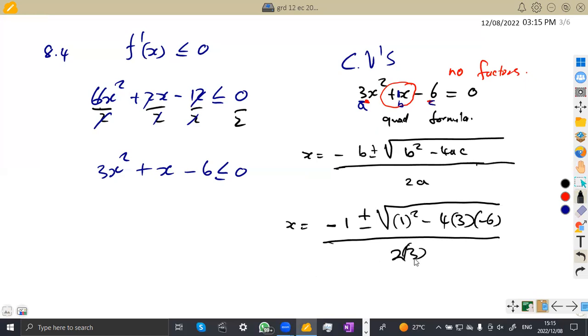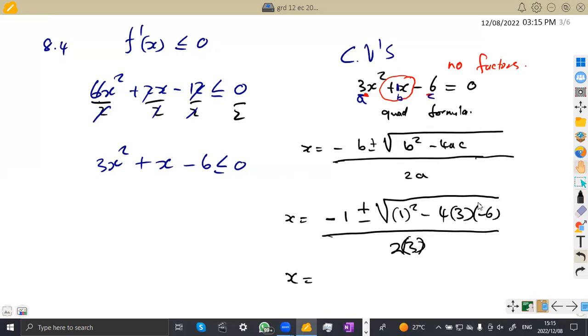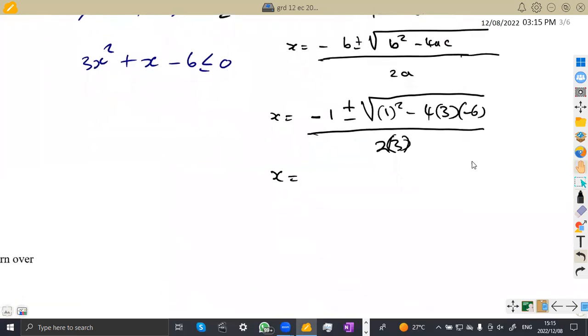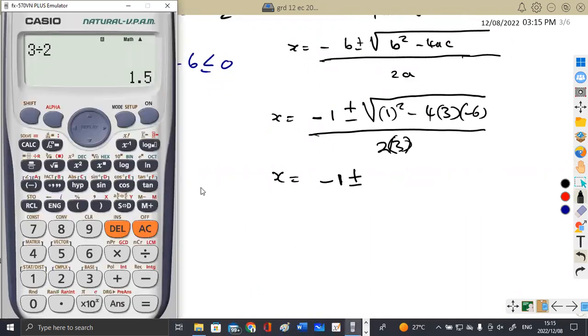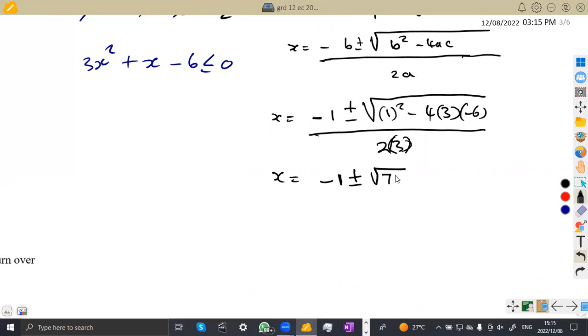All right, so from there, it's now you and the calculator to have your critical values here. This is going to be -1 plus or minus. It's best for you to just simplify what is inside the square root, just the part inside the square root. 1 squared minus 4 times 3 times -6. That's 73. Definitely we had no factors because we do not have the square root of 73.